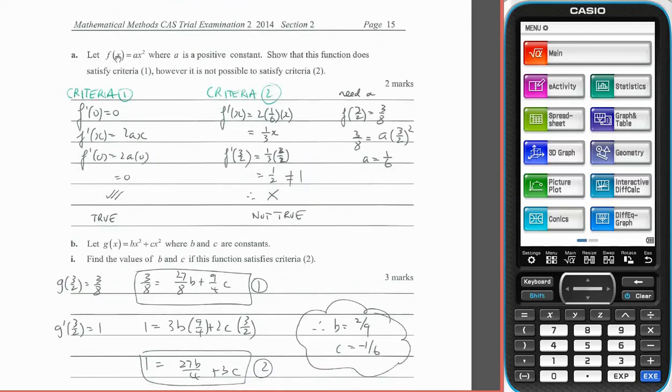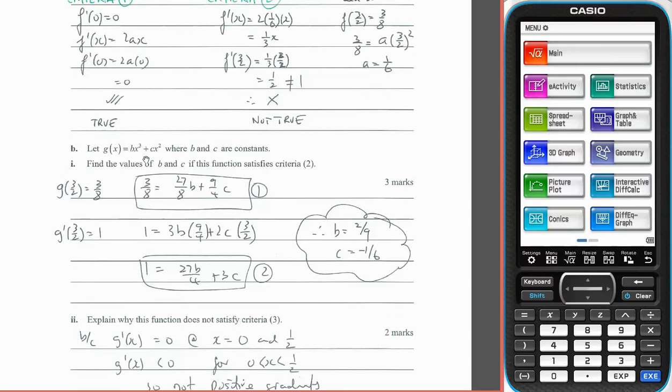If f of x is ax squared, show that this function satisfies criteria 1. Criteria 1 is that at 0 the gradient is 0. So take the derivative, I get 2ax, that's 0, that's true. And show that it's not possible for criteria 2. Well, we need to know what a is. So f of 2 equals 3/8, solve that for a and you get a equals 1/6. Take the derivative and we don't get 1, we get a half, therefore it's not true for criteria 2.